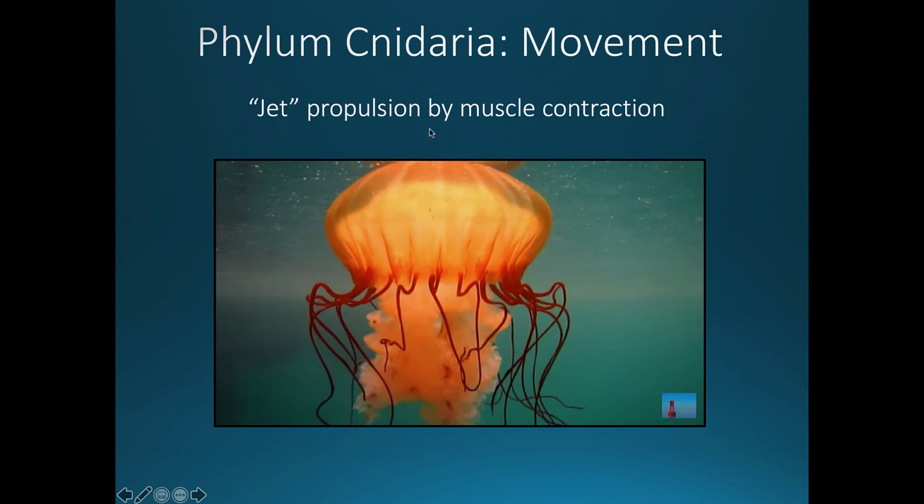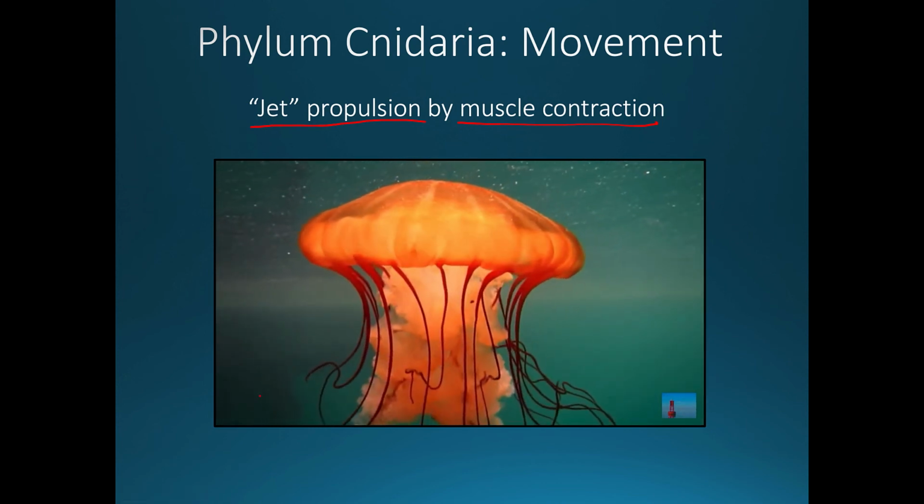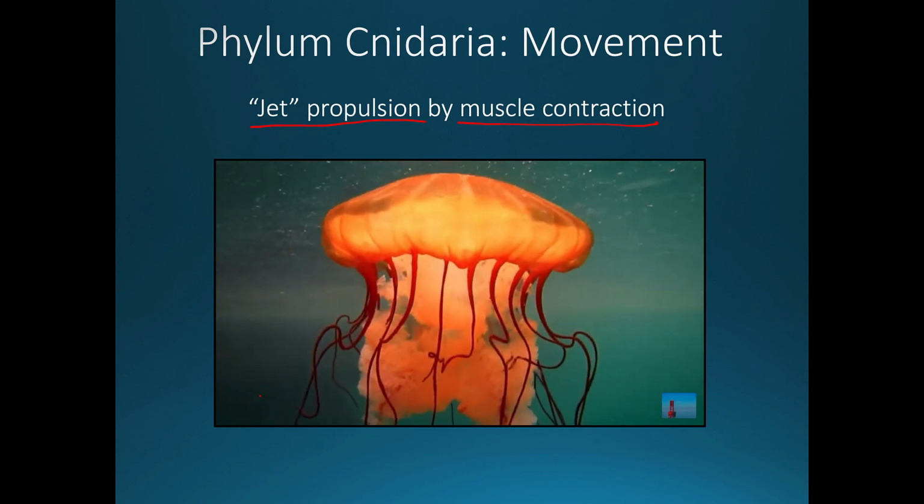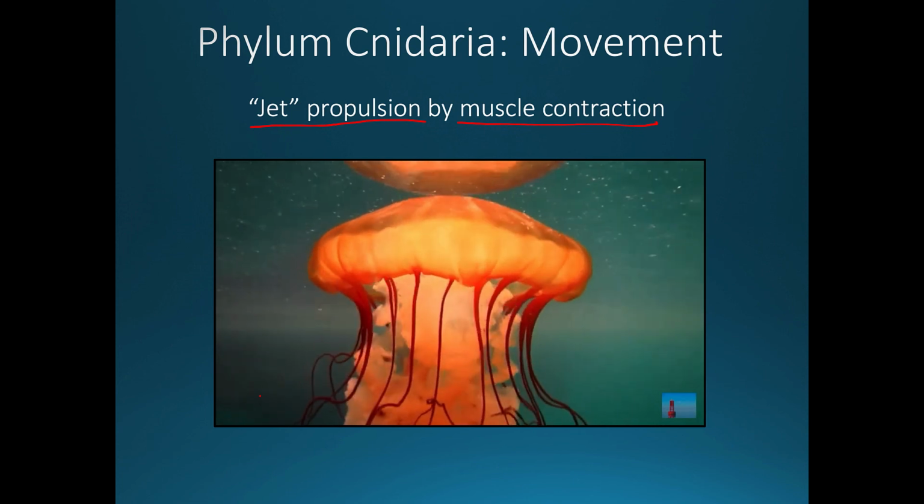Cnidarians, the jellyfish, will move by what looks like jet propulsion, and they use muscle contractions. Now, the jellyfish don't have the mesoderm layer, so they don't have true muscle tissue, but they do have those contractile cells that help move the jellyfish. And so let's look at this video here. So it just pushes up and moves the jellyfish in an upward and longitudinal movement.